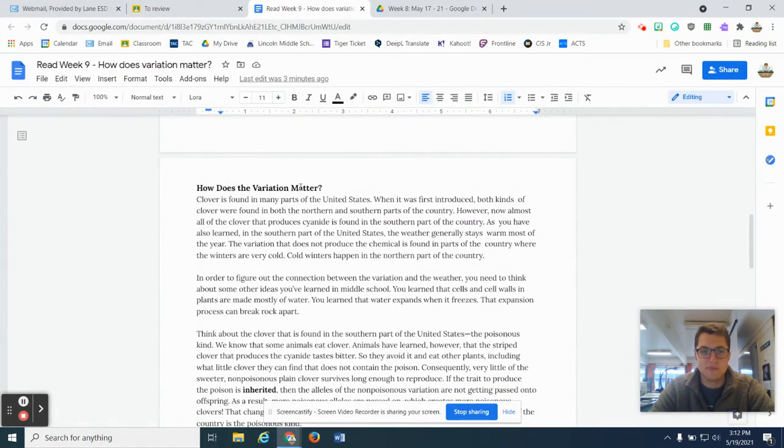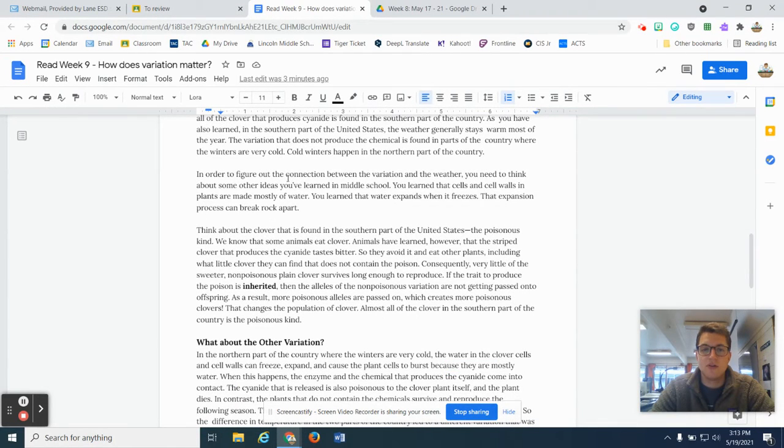How does the variation matter? Clover is found in many parts of the United States. When it was first introduced, both kinds of clover were found in both the northern and southern parts of the country. However, now almost all of the clover that produces cyanide is found in the southern part of the country. As you have learned, in the southern part of the United States, the weather generally stays warm most of the year. The variation does not produce the chemical that is found in the part of the country where the winters are very cold. Cold winters happen in the northern part of the country.